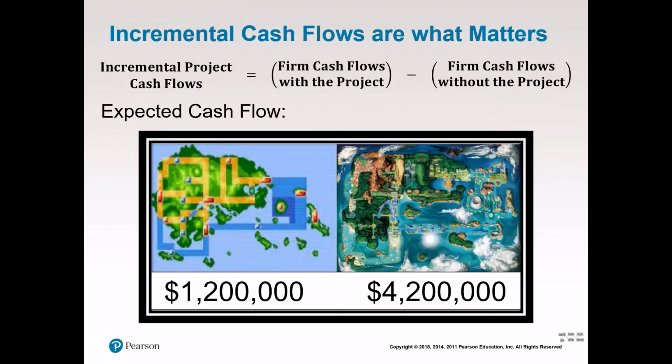Here we can see a software program that is currently bringing in $1,200,000 in cash flow. With a significant upgrade, the program should bring in $4,200,000 in cash flow. That means the incremental cash flows are $3 million. That's what we are evaluating.